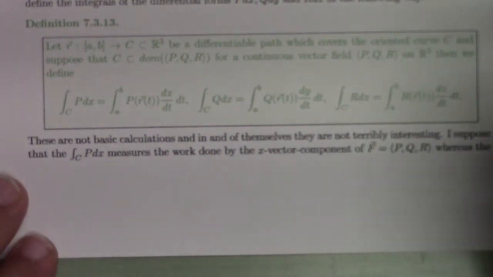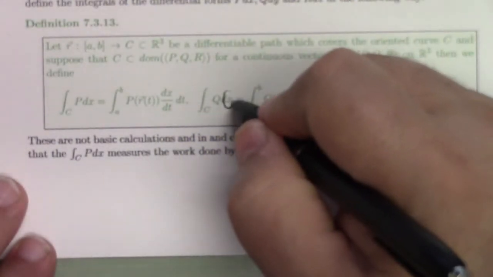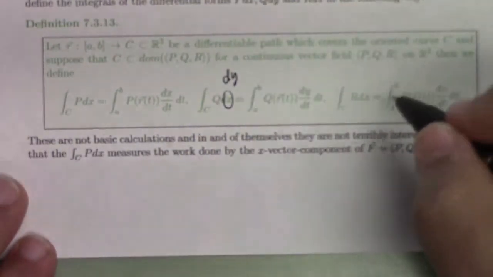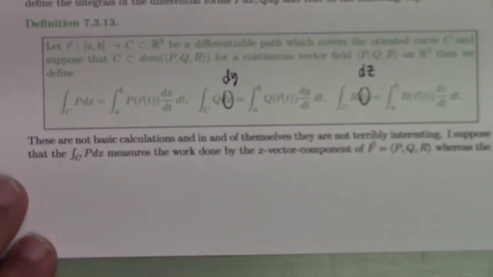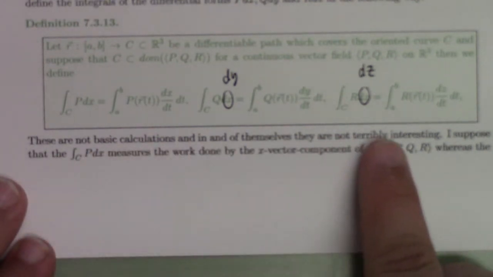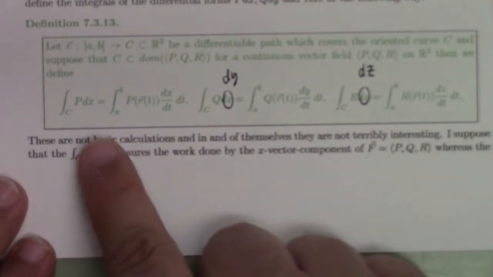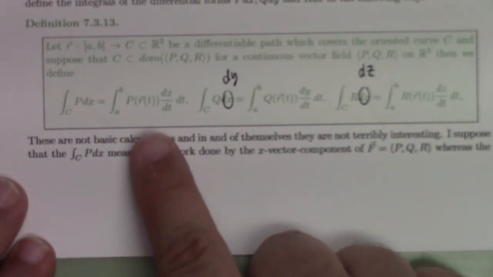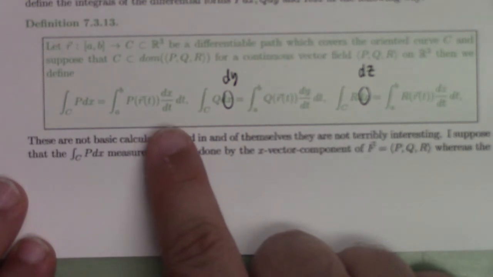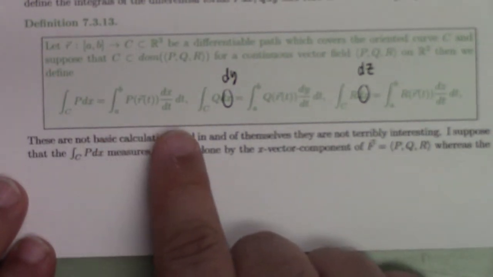Look at this, dx, dx, good night. That should be dy. Sadness, that should be dz. Alright. Okay, so these are how we define the integral of these differential forms, just by plugging in the parameterization and converting the dx to dt as appropriate.